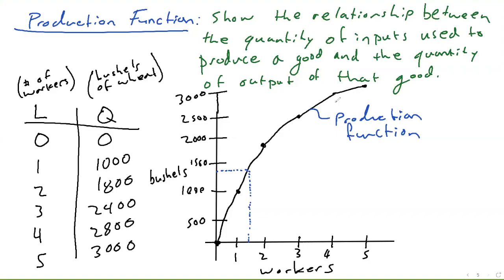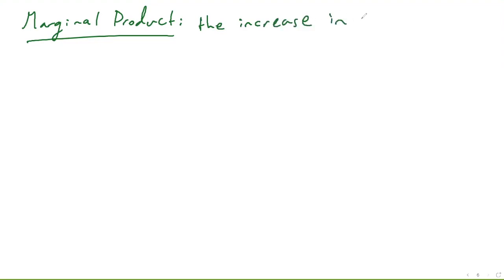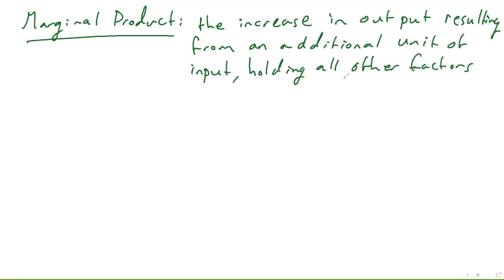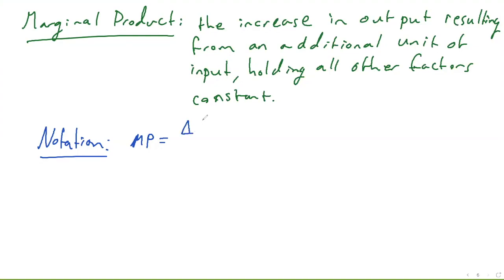So we'd like to have some language or some tools to analyze production functions of different firms, and we can do that, but we have to define yet another term. This one's going to be marginal product. And the marginal product is the amount that output increases if you add an additional unit of input without changing anything else. So quick note on notation. Marginal product, we'll abbreviate that MP, is going to be defined as the change in quantity divided by the change in the input. In this case, it's labor.